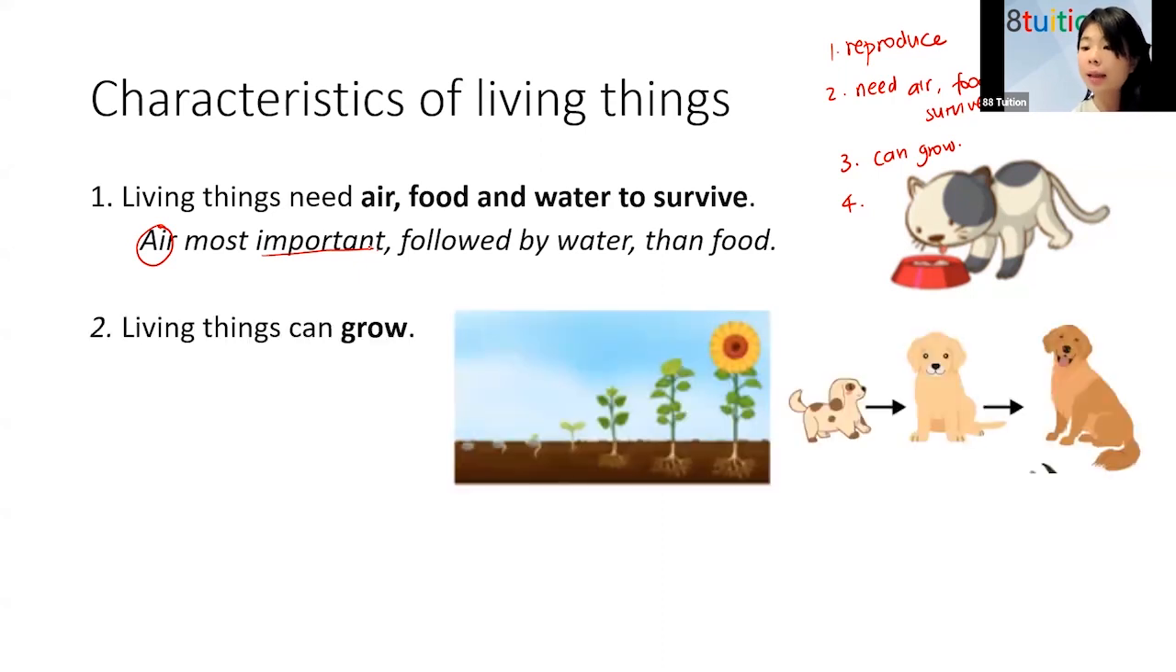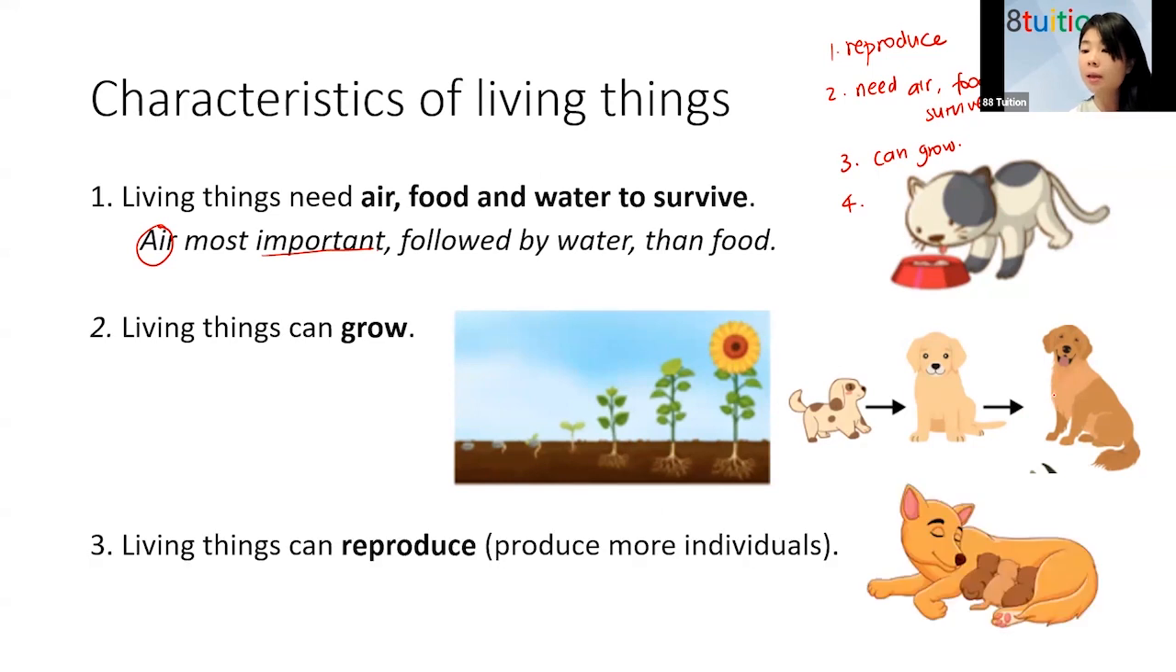Okay? The next one, living things can grow. As you mentioned, the seed became a flower, the puppy became an adult dog. That's living things growing. Third one, living things can reproduce, which is also what you said. So if you have a dog, the dog can give birth to baby puppies. That's living things reproducing. For flowering plants, they produce seeds. That is also plants reproducing. All right. Now, those are the 3 examples you remembered, right?